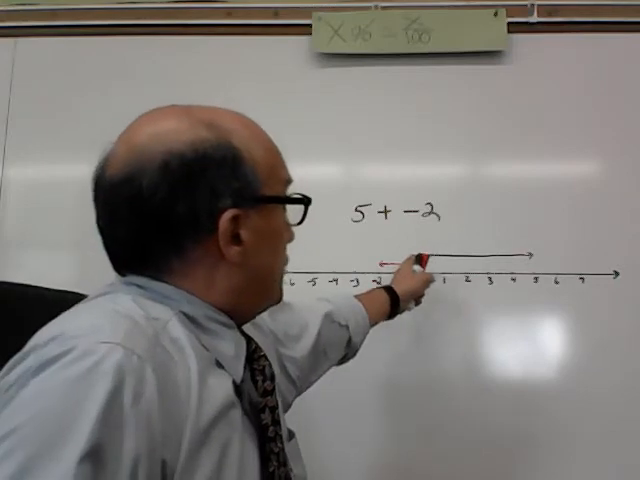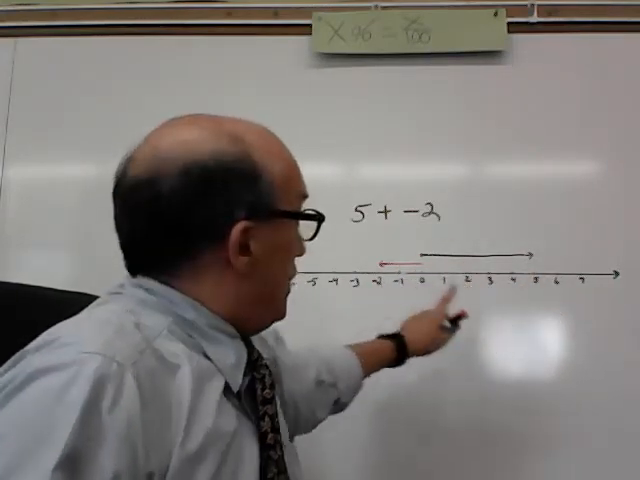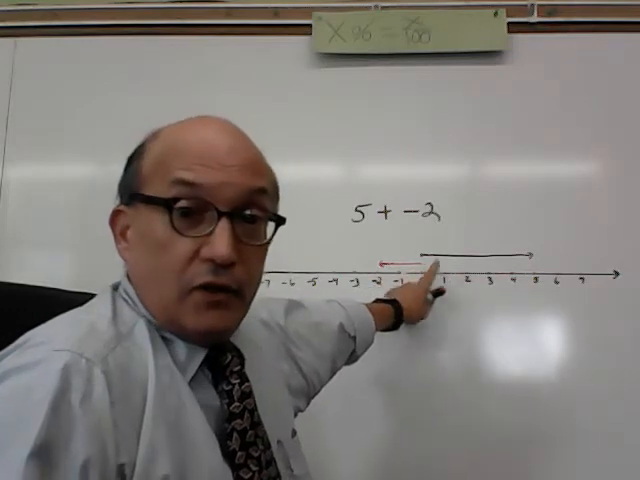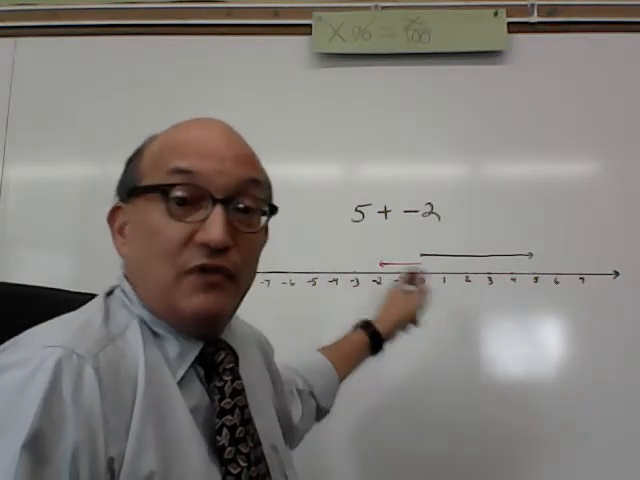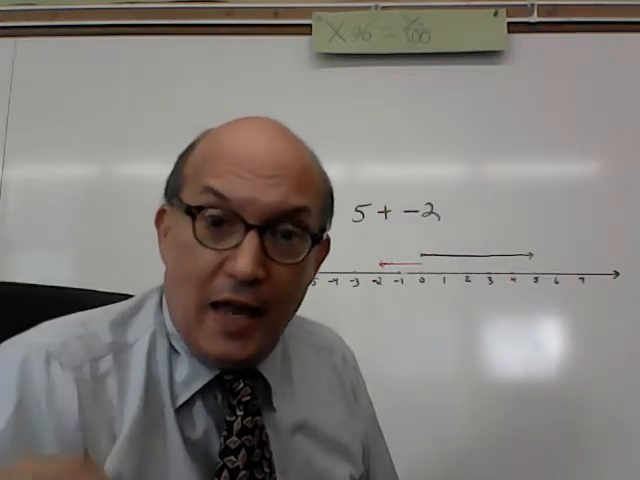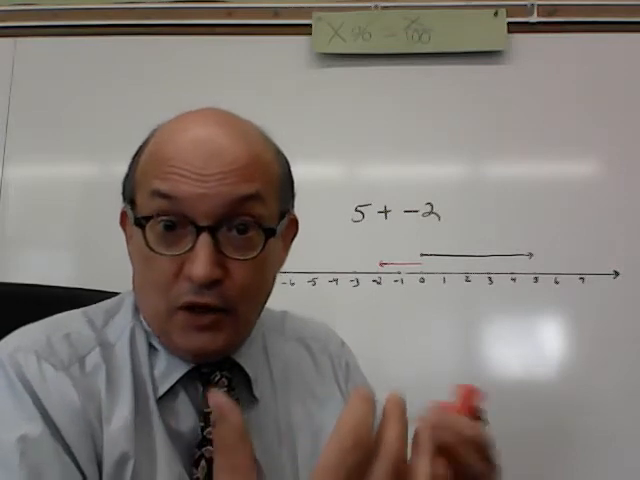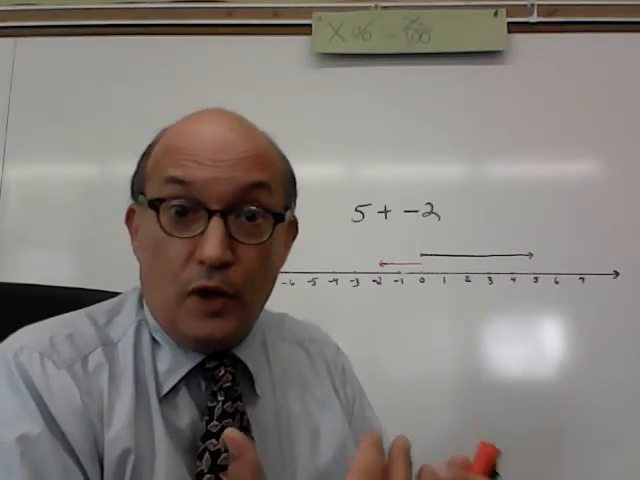The +5 is a vector pointing to the right that starts at 0 and ends at 5. The -2 is a vector that starts at 0, points to the left, and ends at -2. Remember the rule for adding the vectors. End point to beginning point to end point. Either way, addition is commutative. It doesn't matter which one you move.